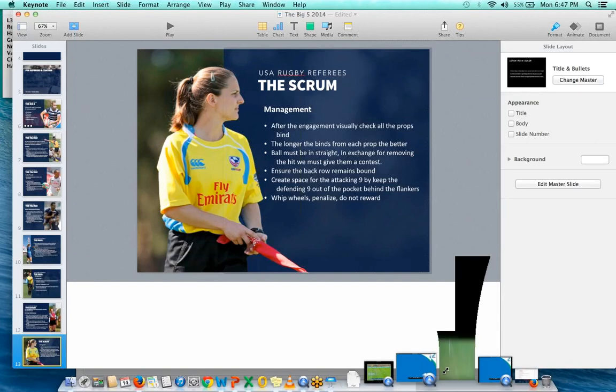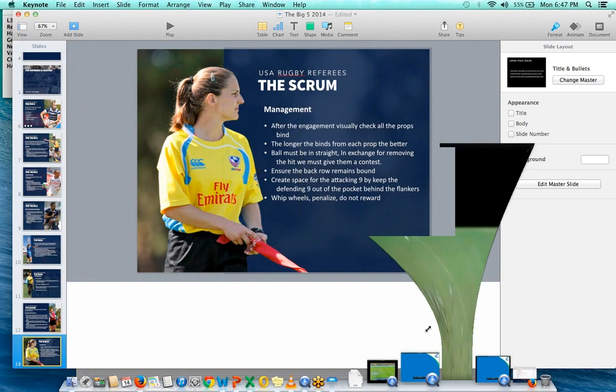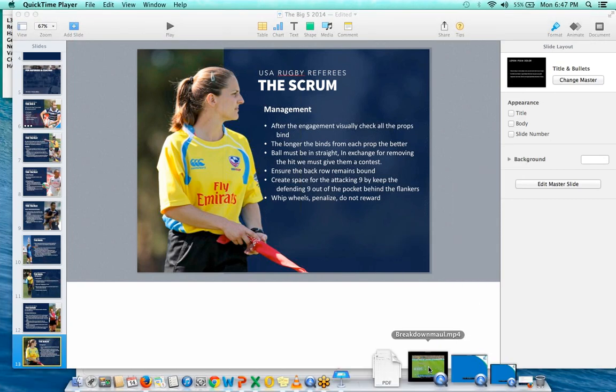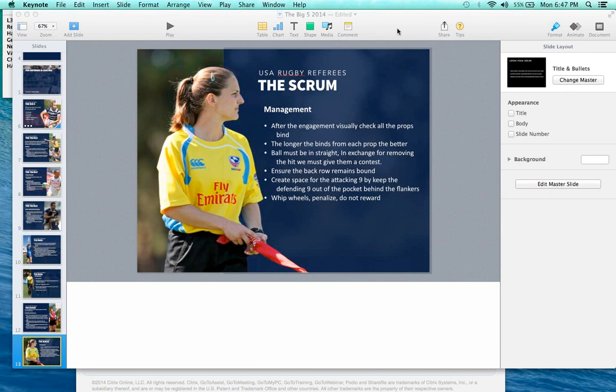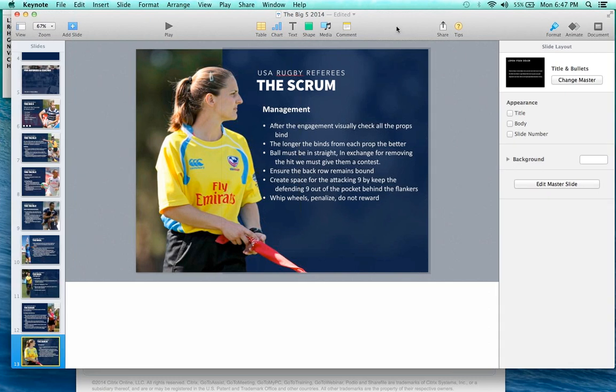Next part is after you've called bind and you're comfortable that their binds are there, you can call set. On set, they'll come together. It shouldn't be a large distance, again, because they're likely ear to ear. And when they come together, then they should be remaining straight and stationary.